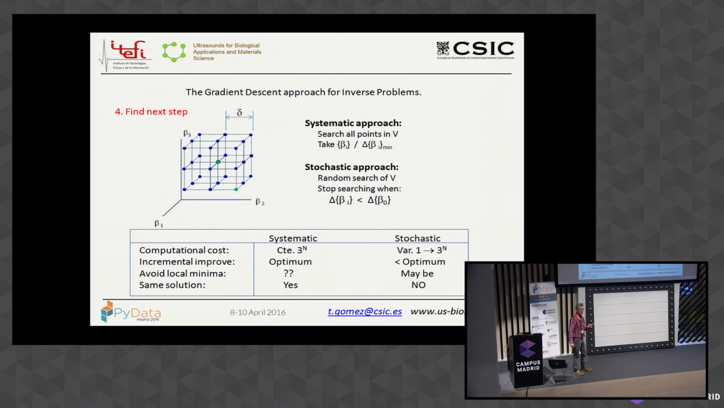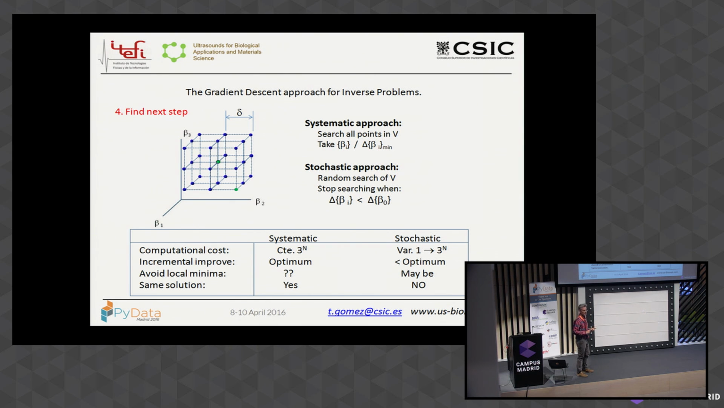A systematic approach means that you search all points around you. You search them all. And then you find out what is the best, that is, what is the point where the error is the minimum one, and then you take a step in that direction. But the other approach is quite interesting.